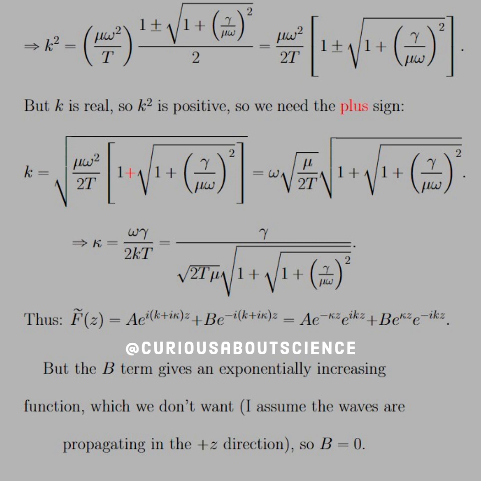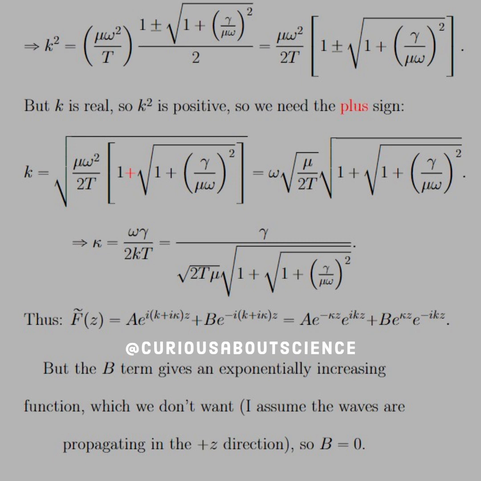But k is real, so k squared has to be positive. So we need the plus sign. Okay, and this makes sense because if we took 1 minus that square root, which is greater than 1, and then we took the square root of k, since we have k squared here, that would give us an imaginary term. So again, this is why we go with the plus sign, and we'll just rattle off through and solve for k. Once we do that, we get this nasty expression here. A lot of algebra. I told you the section's gross.